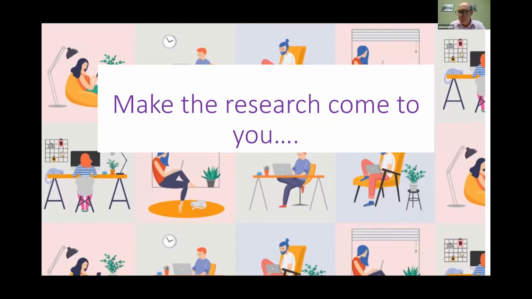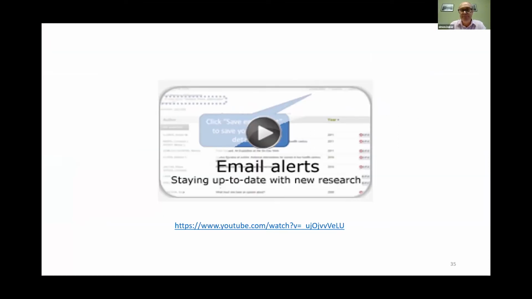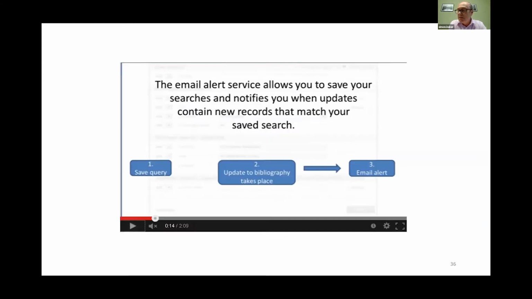Make the research come to you. BBIH has an email alert function, which is very easy to set up. There is a video link there. Again, these will be sent to you. The email alert service allows you to save your searches and notifies you when updates contain new records. So BBIH is updated 3 times per year, January, June, and October, with roughly 4,000 new additions at each update.